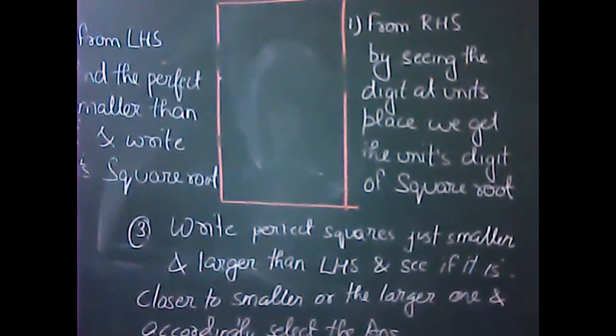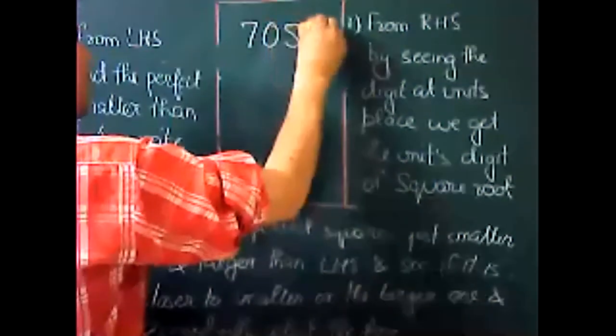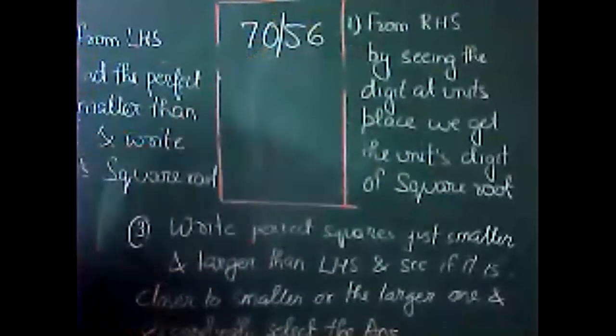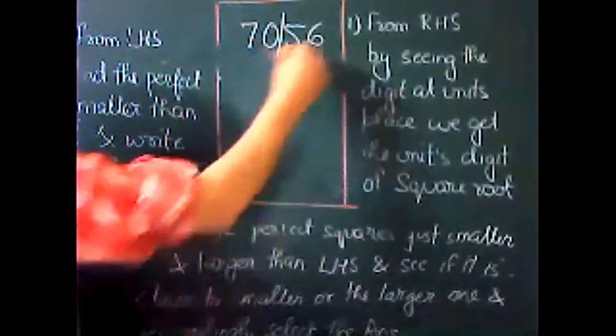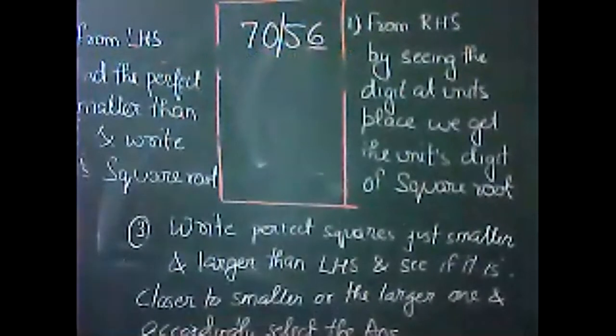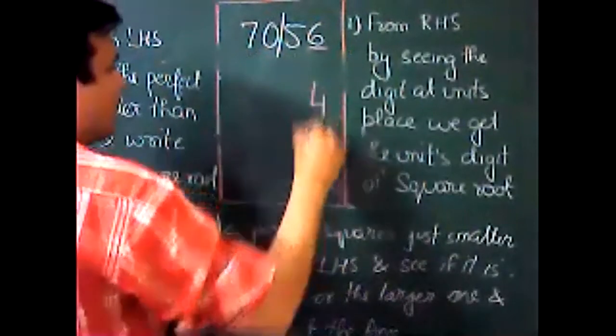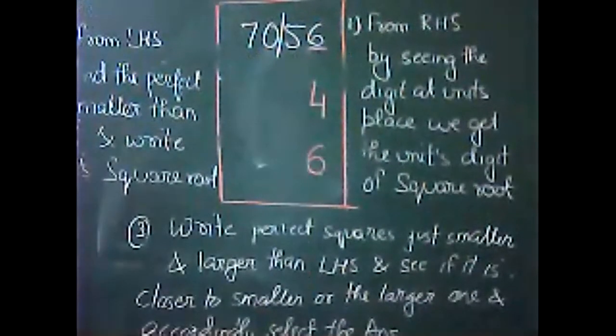Got it? Yeah. Okay, so the next example is 7056. Now I'm going to take your help. I have seen here the units digit is 6. So its square root will end in 4 or 6. Very nice. The first step is correct by all of you. Okay, now tell me what is the second step?